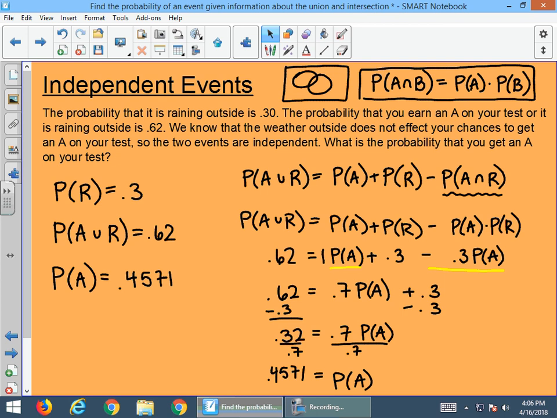So this one, by far the toughest one, is the independent events. And the reason being is I have to take that last term and kind of switch it based on the rule of independence. Then I'm always going to have a problem of 1 minus some percentage, and it's always going to be set up the same way. So I hope that helps when finding the probability of an event given information about the union and intersection. Odds are any problem you see is going to fall under one of those 3 categories.